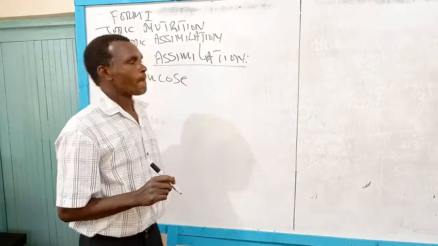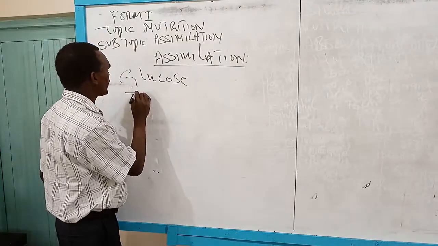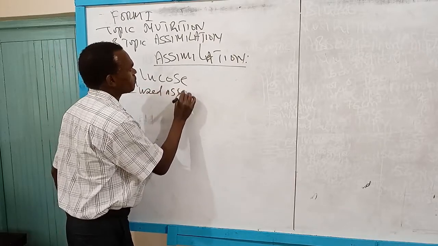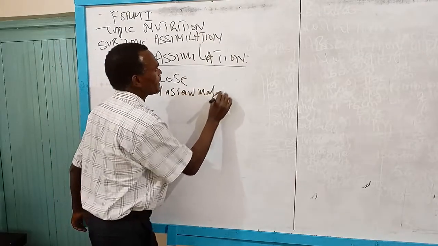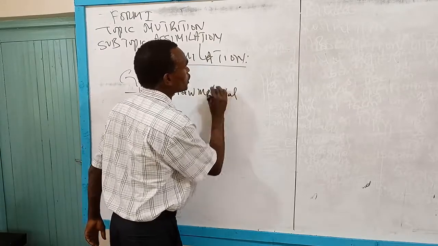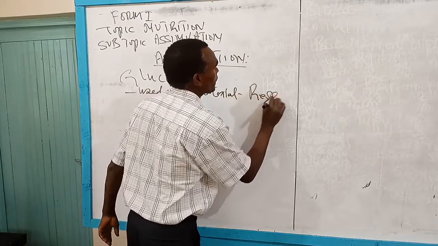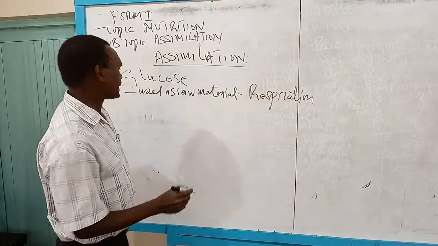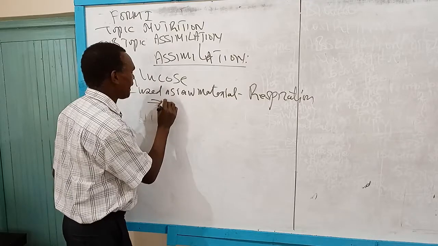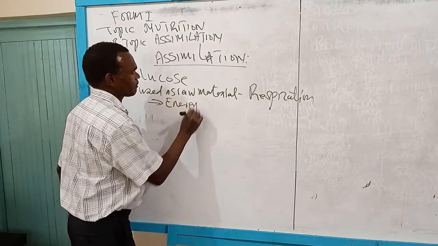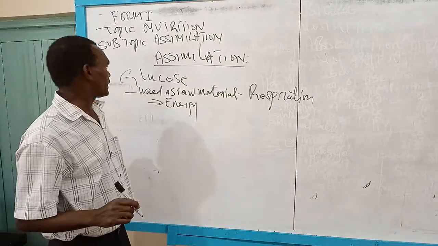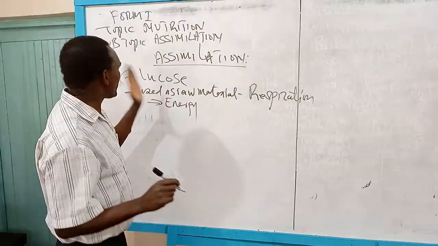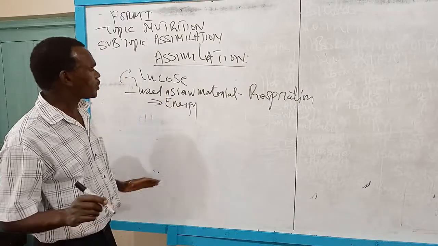Number one, it is used as raw material for a very important process which we call respiration. In Form 2, we have a whole topic on respiration, but basically, this is simply to provide energy. As for now, we can say this is to provide energy. So, that is the main use of glucose.